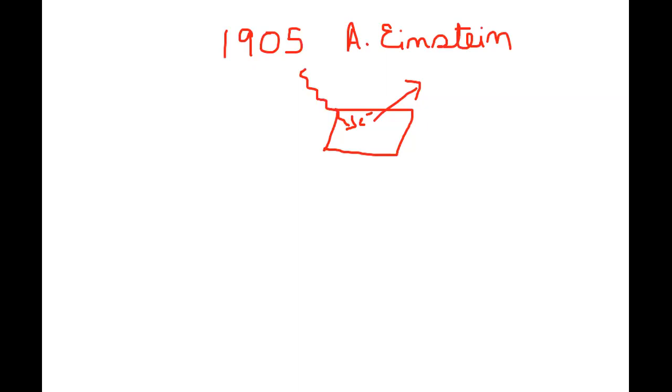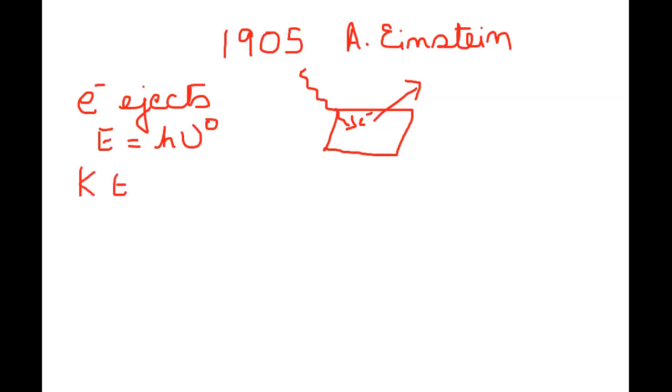There are two things we were discussing. Number one, that the electron will be ejected only when the threshold frequency is met. That is, the energy E is equal to h nu naught, where nu naught is the threshold frequency which is required. However, the kinetic energy possessed by the electron should be equal to half mv square, where v is the velocity.